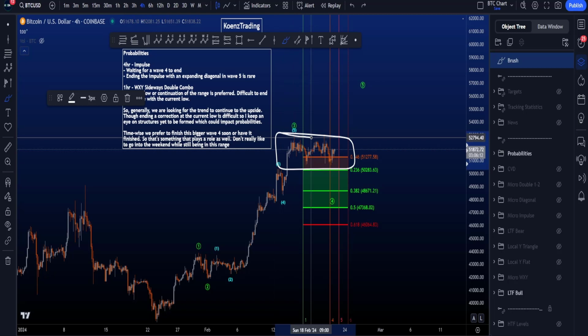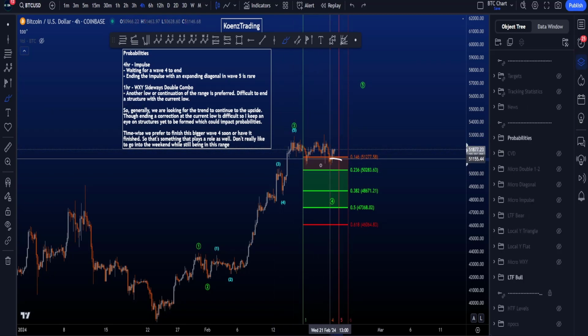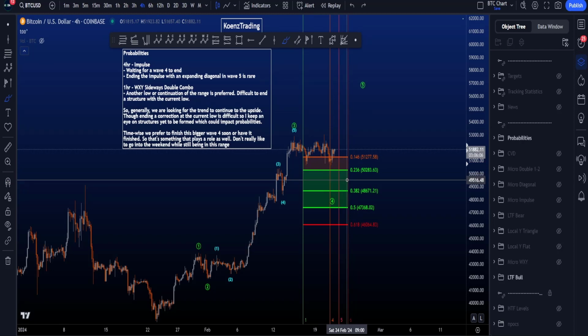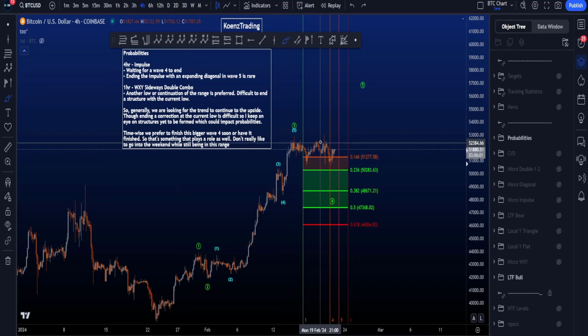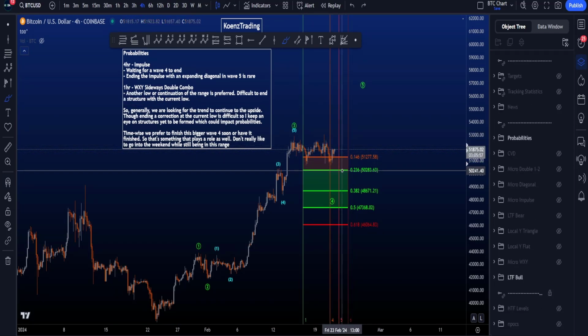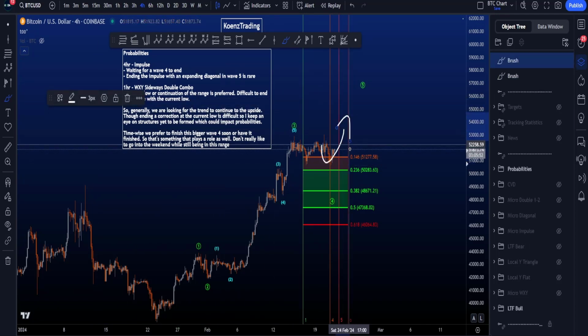On the 1 hour, the highest probability is that we're looking for a WXY sideways double combo where the target area for wave Y has been hit. Another low or continuation of the range is preferred based on the local structures, being then a flat in an ABC or a potential triangle. So generally, we are looking for the trend to continue towards the upside.